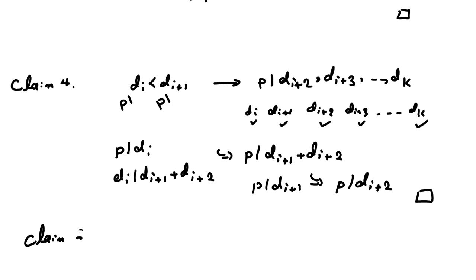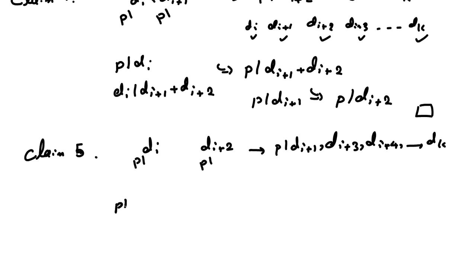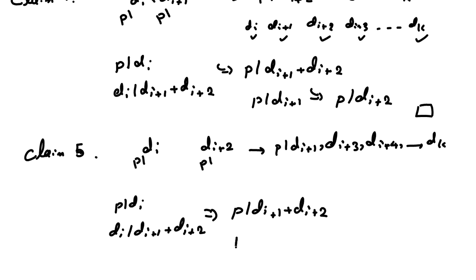Claim 5 also, we can say if p divides di and p divides di plus 2, then let me write, p divides di plus 1, p divides di plus 3, di plus 4, and so on. Proof is similar to the previous one. Again, we can say p divides di plus di plus 1 plus di plus 2. And because p divides di, we can say first p divides di plus 1 plus di plus 2. From assumption, we know p divides di plus 2. So if we subtract, p divides di plus 1. And because p divides di plus 1, then by claim 4, we can say it divides all elements after that.